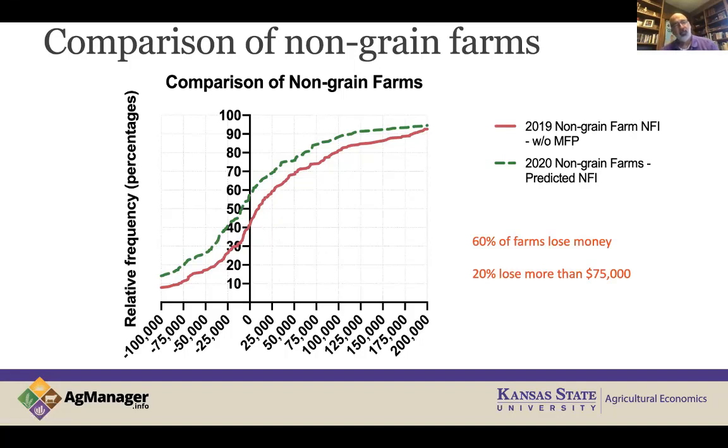This year, I'm predicting this green line that we will have fully 60% of our non-grain farms are going to lose money without any kind of special payment occurring. You can see it over here. The bad thing is, especially when you start looking at the tails here, at this point right here where farmers are losing $75,000, there are 20% of our farms that are going to fit in that category. So not looking very good at all for the livestock farms in the state.